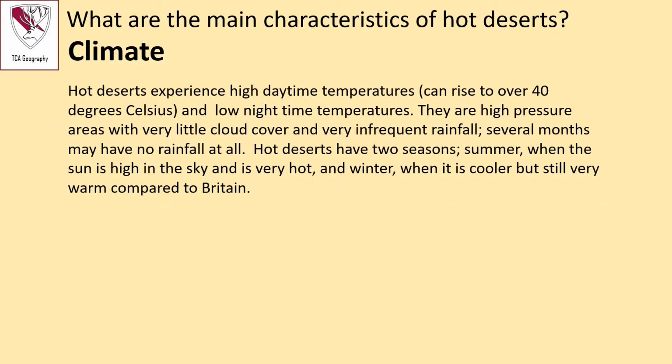The climate. Well, obviously it's hot. That's why it's called a hot desert. But hot deserts experience high daytime temperatures. They can rise to above 40 degrees Celsius and low nighttime temperatures. They are high pressure areas with very little cloud cover and very infrequent rainfall. Several months may have no rainfall at all. Hot deserts have 2 seasons. Summer, when the sun is high in the sky and is very hot, and winter, when it is cooler but still very warm compared to Britain.